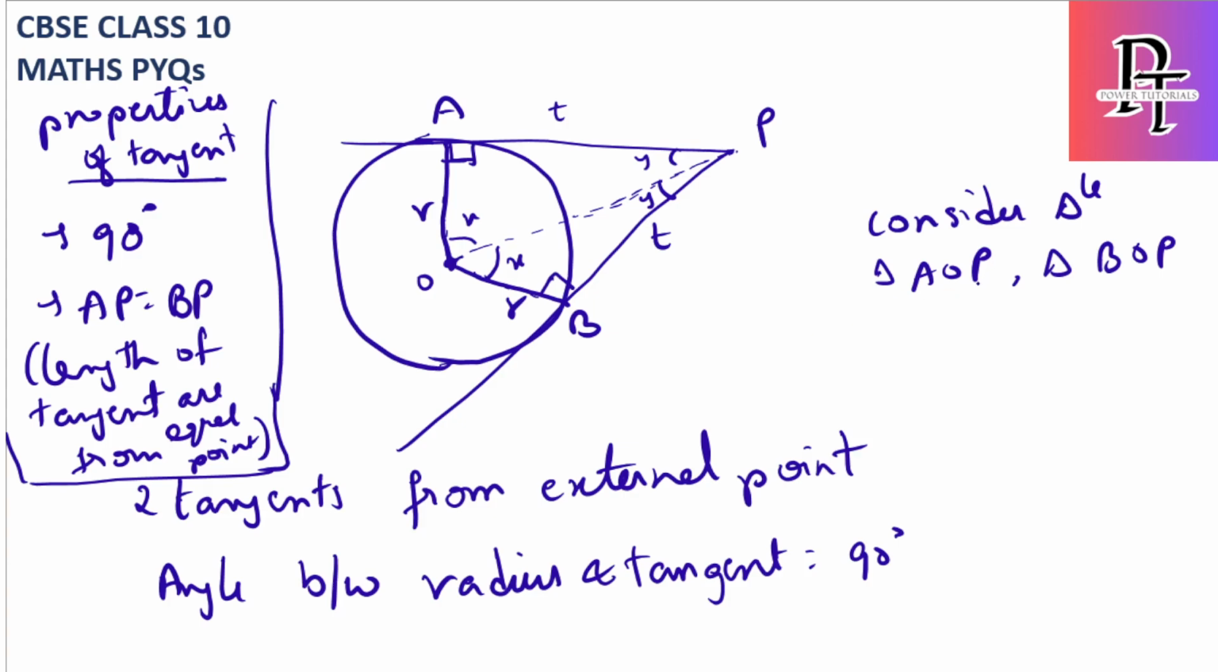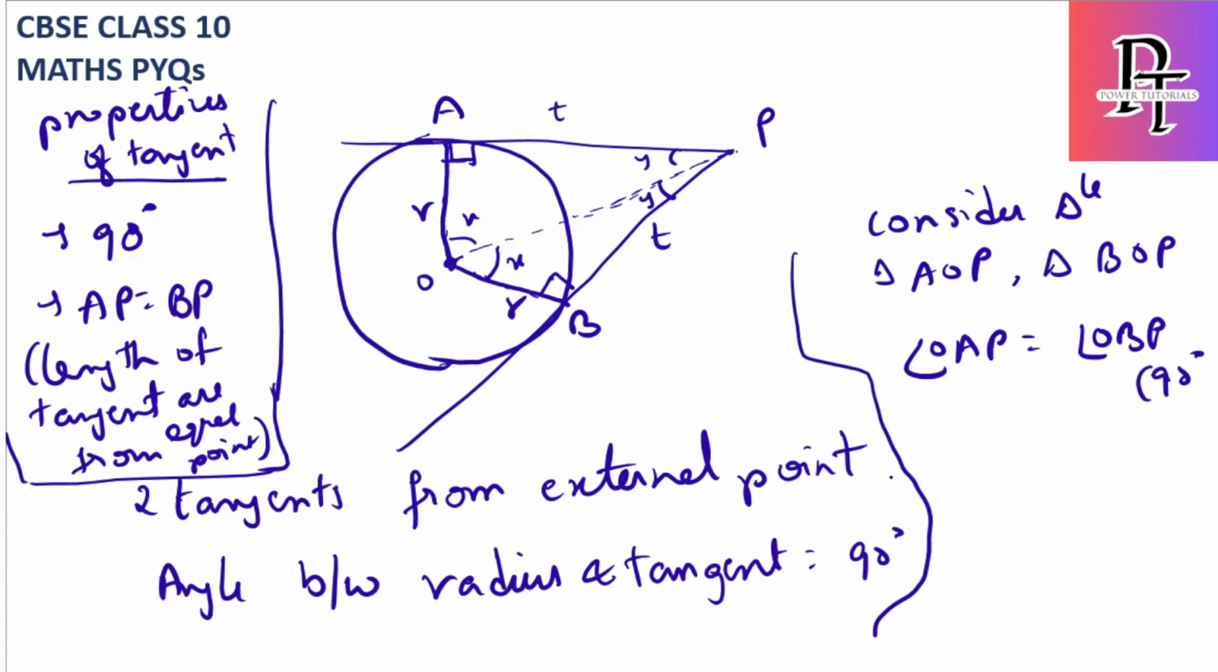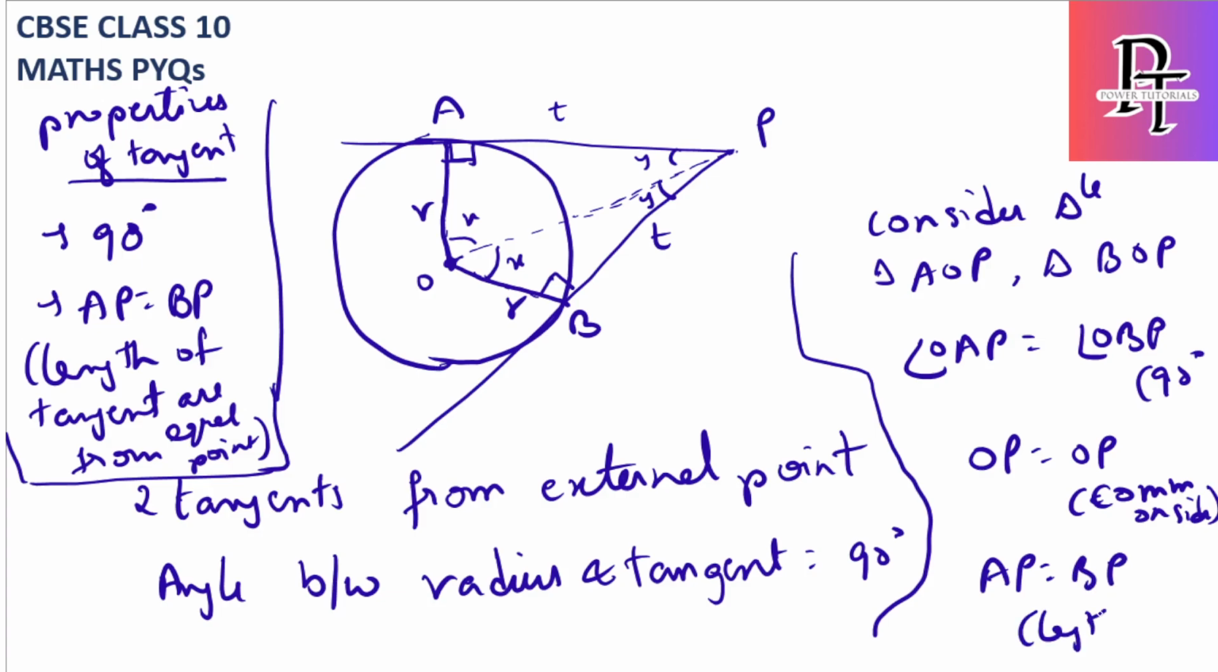Using these properties, we're going to get some more conditions. Now we're considering the triangles AOP and BOP. One is constant, which is the angle 90, so angle OAP is equal to angle OBP, because it is 90 degrees. Now we are going to cover a few topics from the triangles chapter, that is, similarity and congruency. Second, if you notice these two triangles, one line is common, which is OP equal to OP, the common side. And one more condition: AP is equal to BP, because this is the length of tangent.